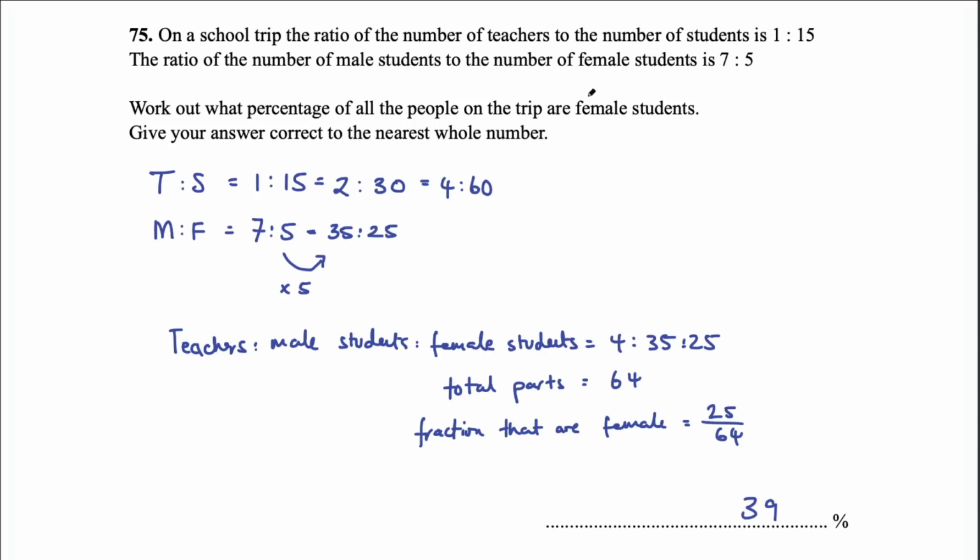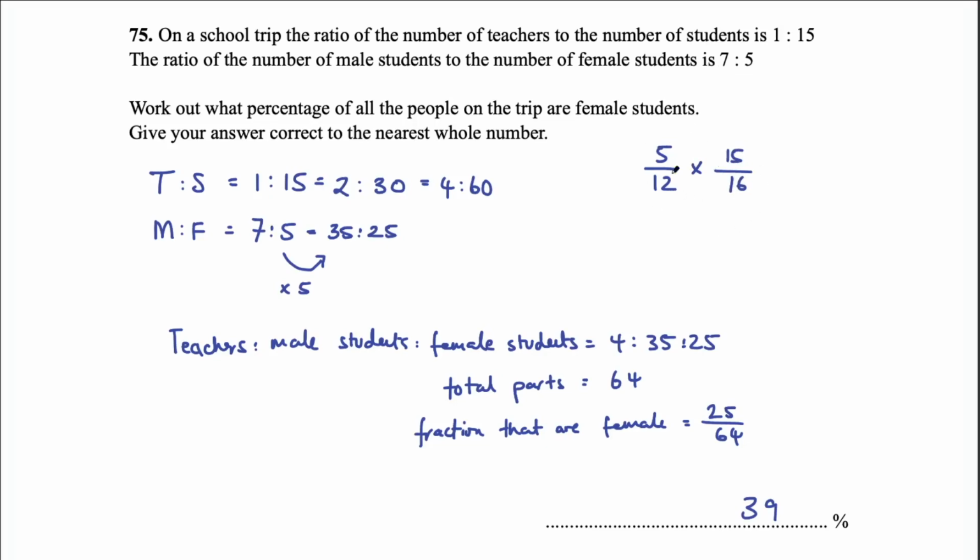There are other ways to do this question. You can work out the fraction of students that are female students and then the fraction that are teachers. So I would say this is a slightly quicker method. Let me just show you. So for example, if you look at this ratio, the proportion that are female is 5 out of 12. And then the fraction of students out of the total is 15 out of 16.